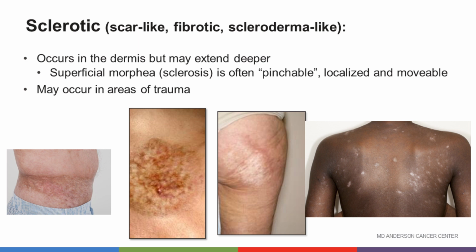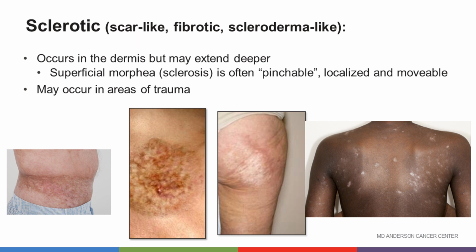These sclerotic, and some people say scar-like, and some people say fibrotic, and some people say scleroderma-like changes, like I said, usually occur in the dermis, but can extend deeper. If these changes are superficial in the dermis, the areas are pinchable. You can pinch that area, you can move it around the overlying subcutaneous tissues. It's localized. And my pictures here are showing that.